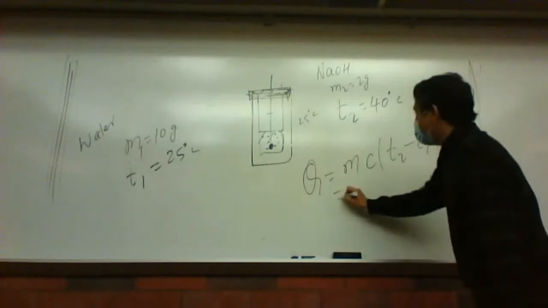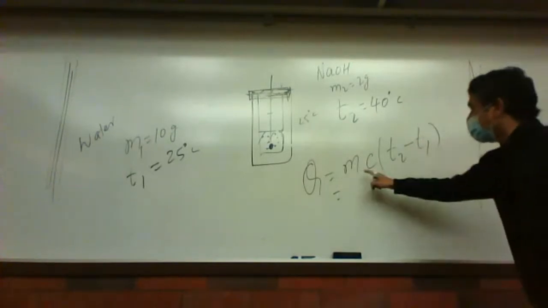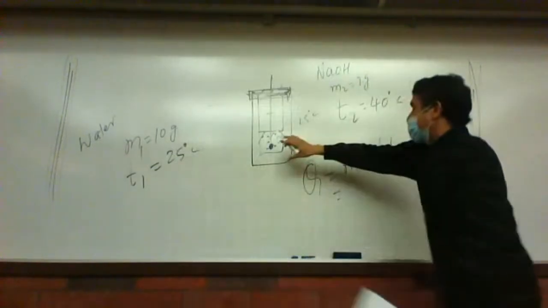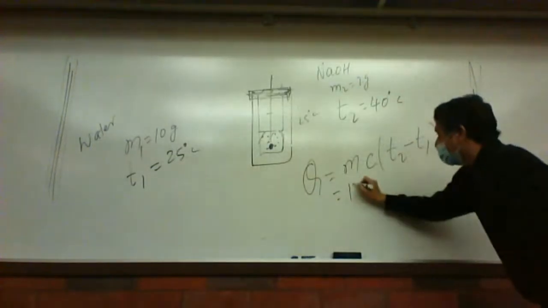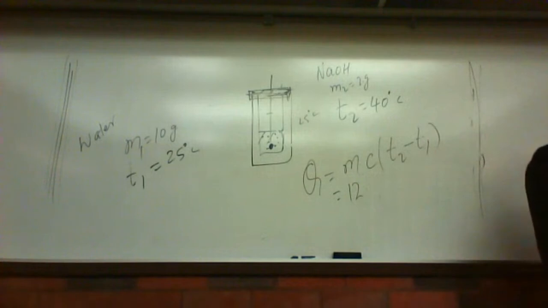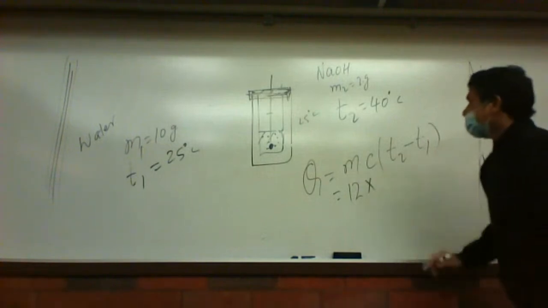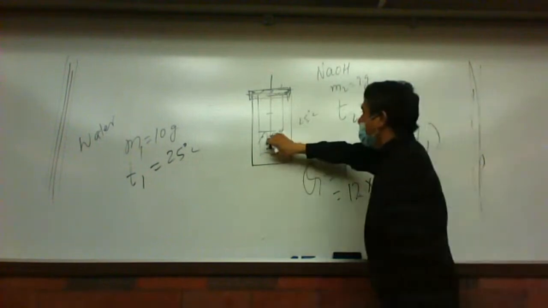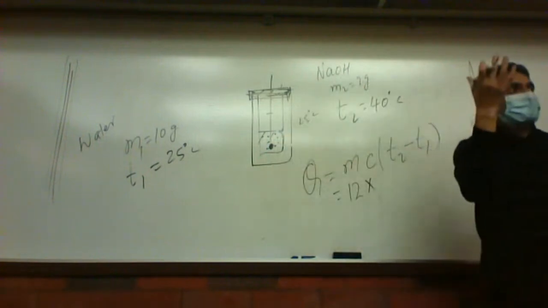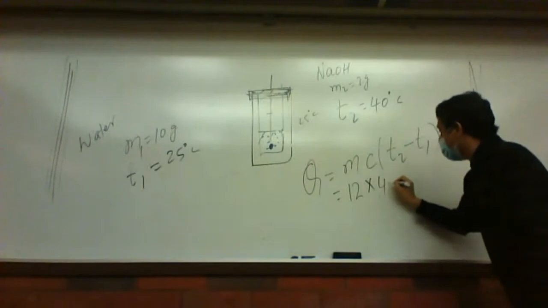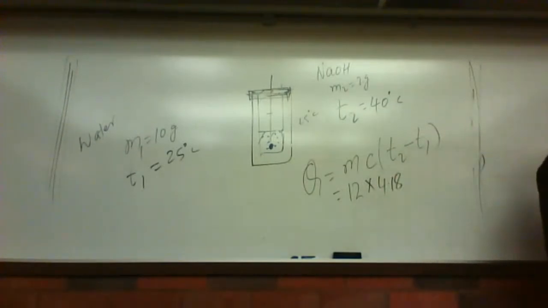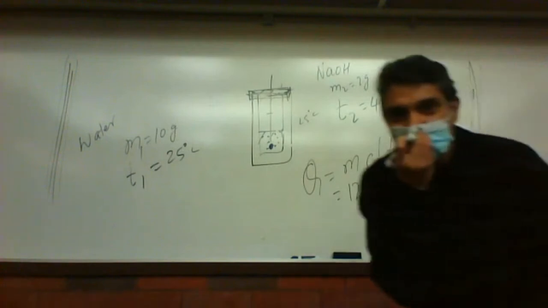Now, how much mass do I have in total? So take this m as a total. Here is 2 gram, here is 10 gram. So the total mass inside here is 12 gram. So I put that 12 there. Make sense? Now, I don't have the specific heat capacity value of NaOH solution, so we just use the specific heat capacity value of water. So that is 4.18. We have been using the same value for a long time.